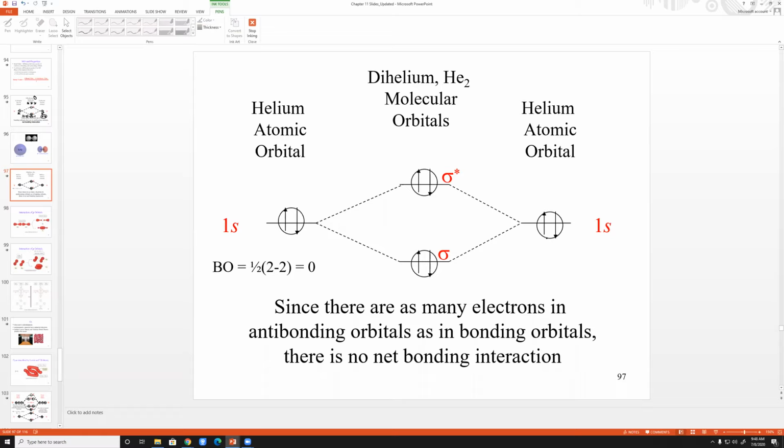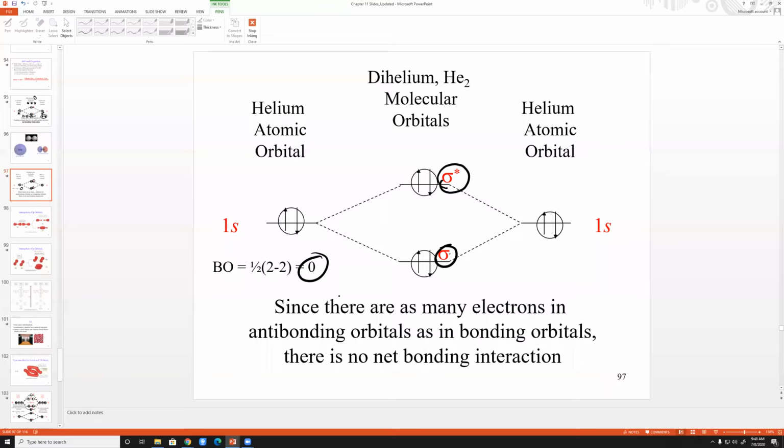Take 2 of them together, try to bond them. 2 of those electrons will take the bonding orbital. The other 2 will take the anti-bonding orbital. Now let's try to figure out the bond order. 1/2 times 2 bonding minus 2 anti-bonding equals 0.